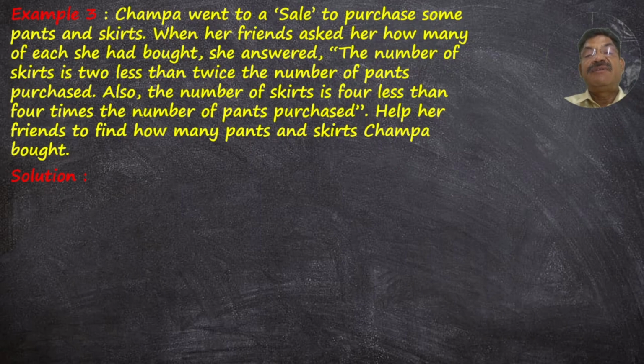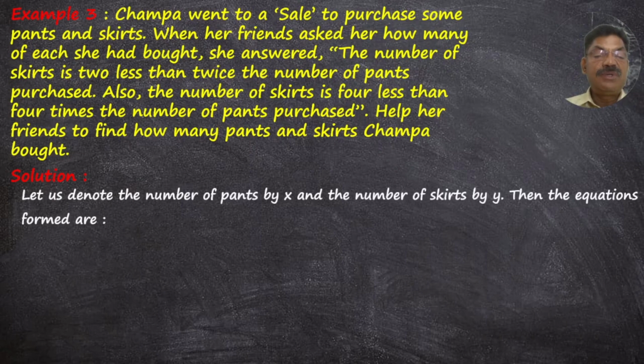So here we are not given linear equations directly, we have to find them. Here we have to find the number of pants and the number of skirts she bought. So they are unknown. So what we do is we assume x to be the number of pants she purchased and y to be the number of skirts she purchased.